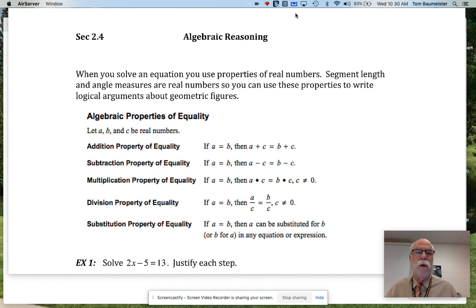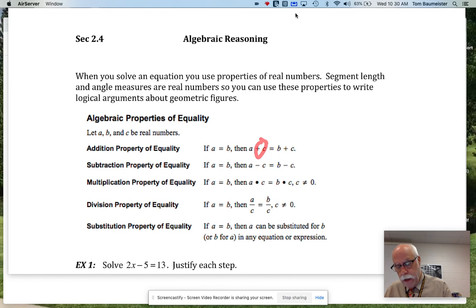The algebraic properties of equality: let A, B, and C be real numbers. The addition property of equality states that if A is equal to B, then I can add another number on both sides and it will still be equal. Same thing with the subtraction property: we can subtract the number from both sides and it'll still be equal. Multiplication and division are the same idea. We multiply or divide both sides by the same number.